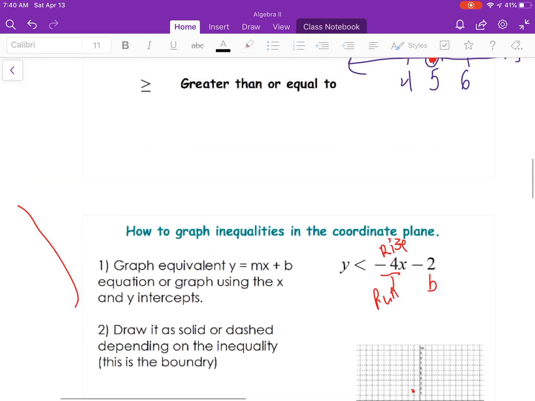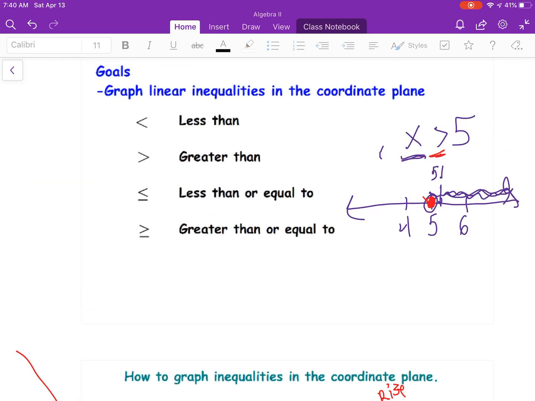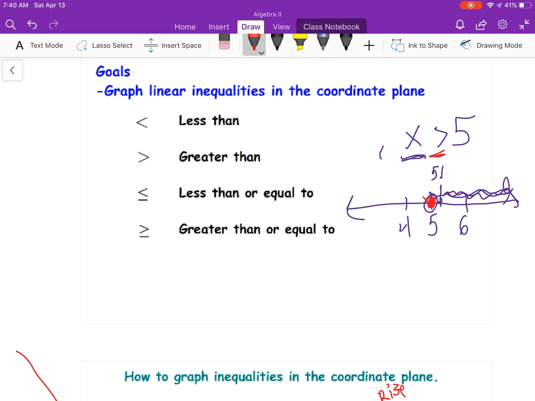Where I have to make my decision is depending on the inequality that I've got. So because of those two, I'm going to put in either a dashed line, or just a normal solid graphed line. Now, the reason why I put this circle on my number line for x is greater than 5 is it was kind of a boundary.